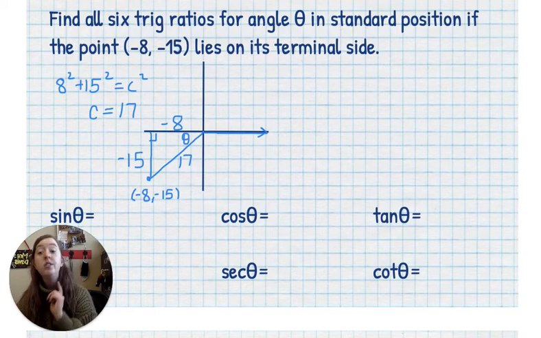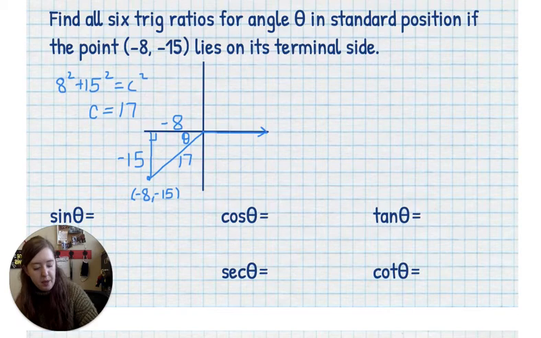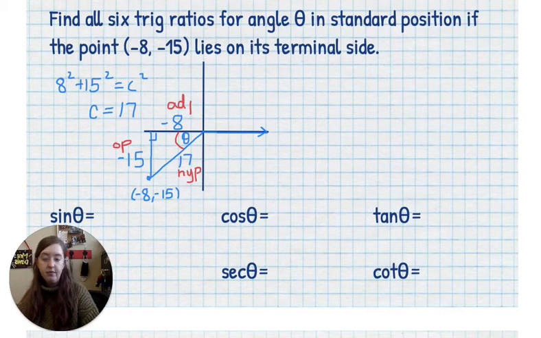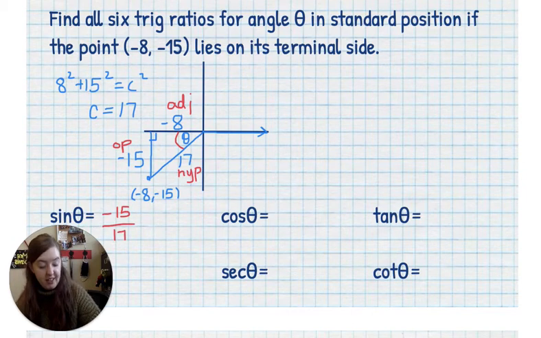Remember, the hypotenuse is always positive. So right now, that 17 is positive, even if it's in the third quadrant. The hypotenuse is always positive. Cool, let's label up our sides. -15 is our opposite side. 17 is our hypotenuse. -8 is our adjacent side. Sine is opposite over hypotenuse, so -15 over 17. Cosine is adjacent over hypotenuse, so -8 over 17.